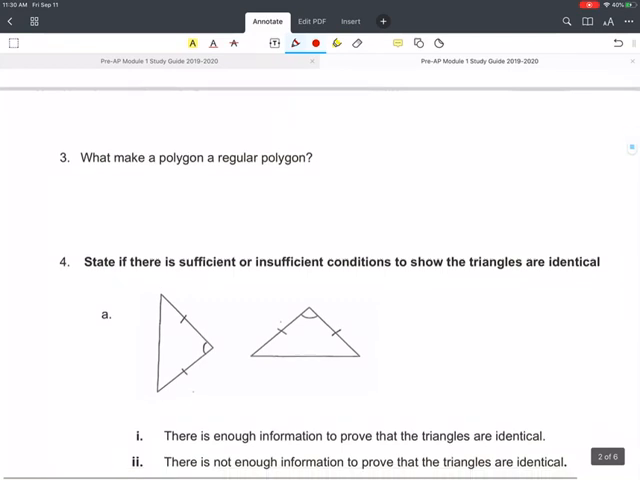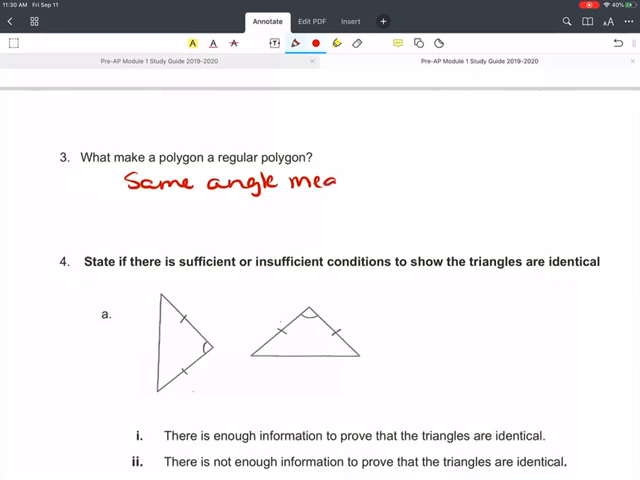So we kind of already answered number 3. It says, what makes a polygon a regular polygon? Again, they have to have the same angle measures and the same side lengths.